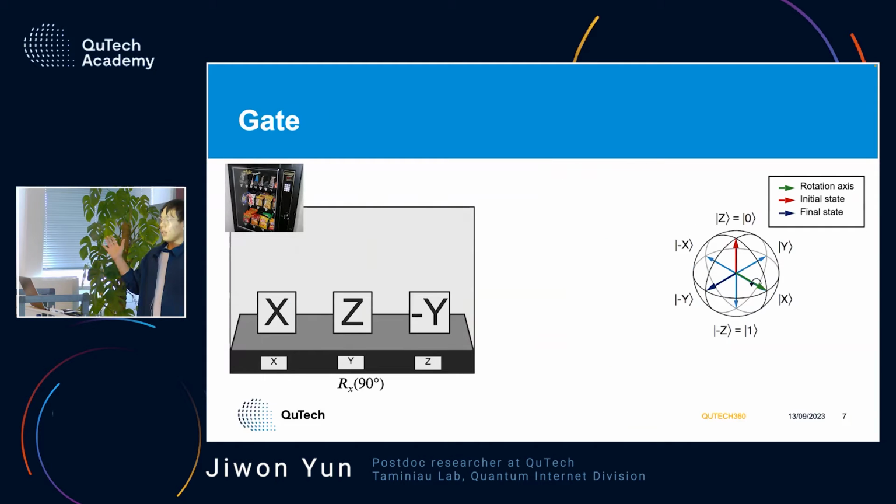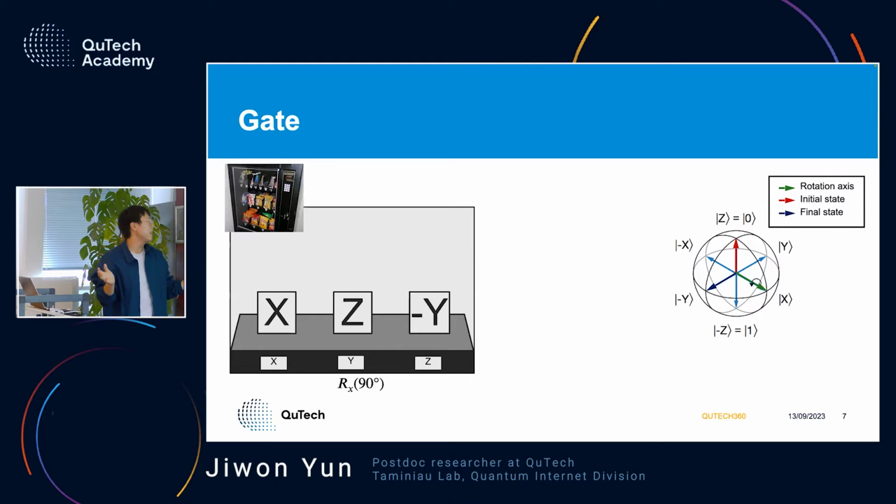For example, I'll try to describe an Rx 90-degree gate, which means it's going to rotate your whole Bloch sphere around the x-axis by 90 degrees. What does this do? It will rotate your y state to a plus z state. It will rotate your z state to a minus y state, and it will rotate your x state on its own place, so it will go back to x.